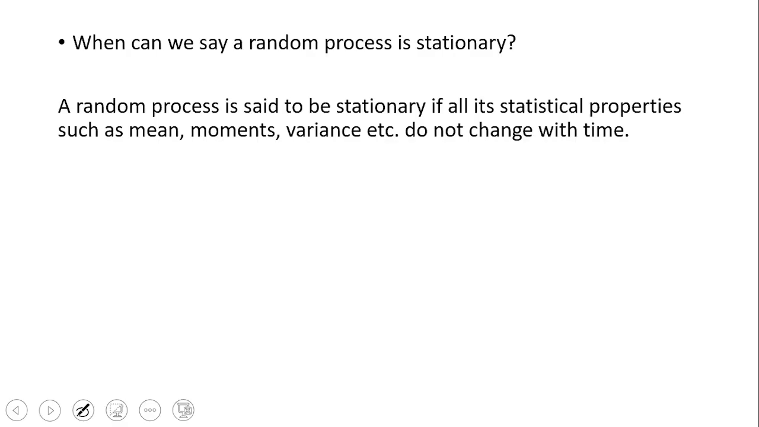Next, when can we say a random process is stationary? A random process is said to be stationary if all its statistical properties such as mean, moments, variance, etc. do not change with time.